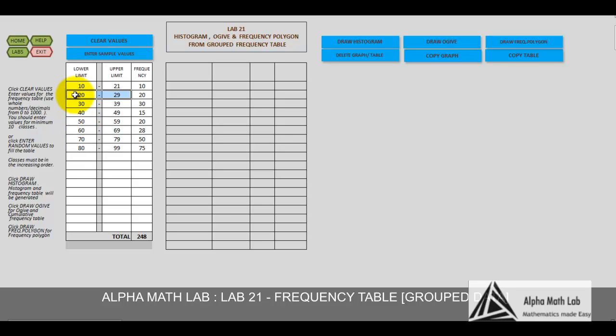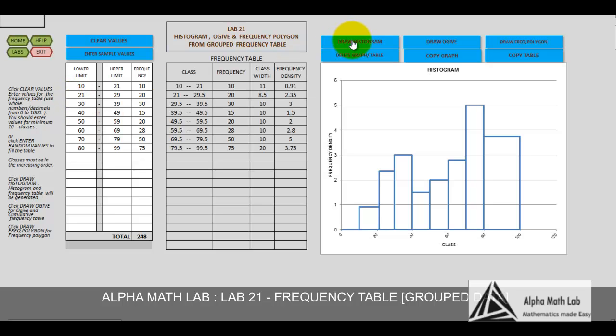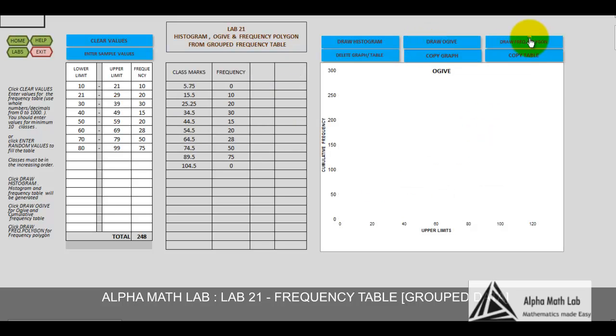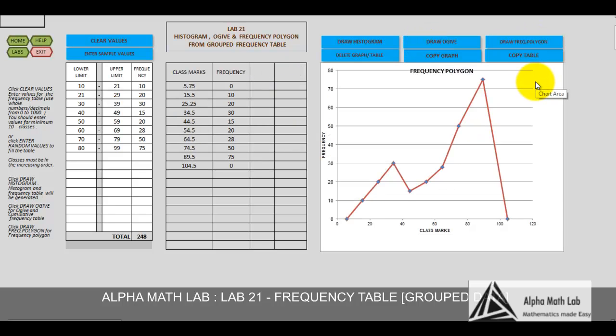So we have to correct the lower limit of this class from 20 to some other number, at least 21. Now draw the graph again. This time it drew the graph again correctly because the lower limit of this class is greater than the upper limit of the previous class. Draw the ogive, draw the frequency polygon. Select labs.